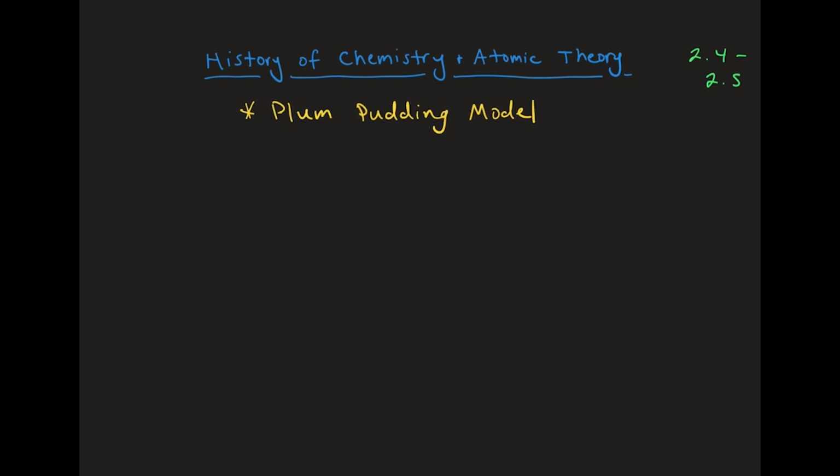Since Thomson was also able to get similar beams from other metals, he concluded that all atoms contain negative particles. He suggested that each atom was really a cloud of positive charge with tiny negatively charged electrons floating within. People said that this model looks kind of like raisins in plum pudding, so they named it the plum pudding model.